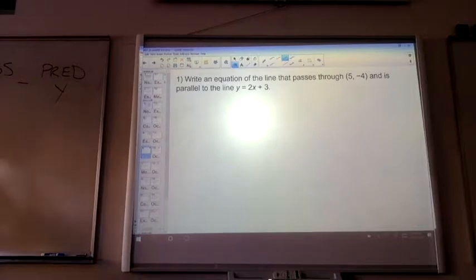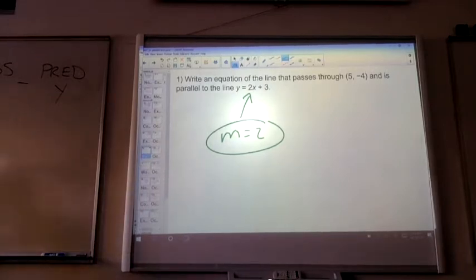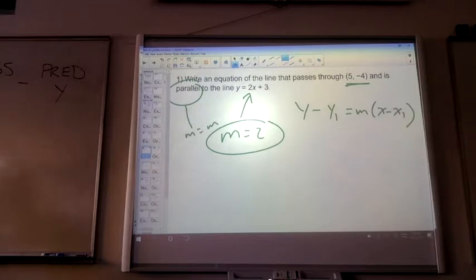Write out the equation that passes through the point (5, -4) and is parallel to the line. First thing I have to recognize is I have a slope here of 2. If it's parallel, is the slope the same or the negative reciprocal? Same. So parallel means slope m equals m. I want to write out the equation, so this is my point slope form. I'm going to have y plus 4 equals 2(x minus 5).